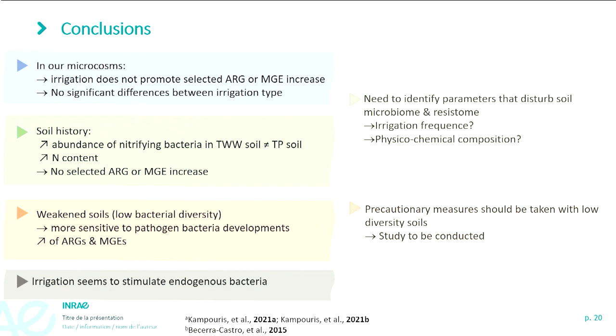And so finally, we would need to identify exactly which are the parameters that disturb soil microbiome and resistance. Why do we observe differences between our microcosm and our historical soils? Is it due to irrigation frequency, physico-chemical compositions, or other parameters? And precautionary measures should be taken with low diversity soils that seem to be more sensitive actually to pathogen bacteria, and some more intensive studies need to be conducted.